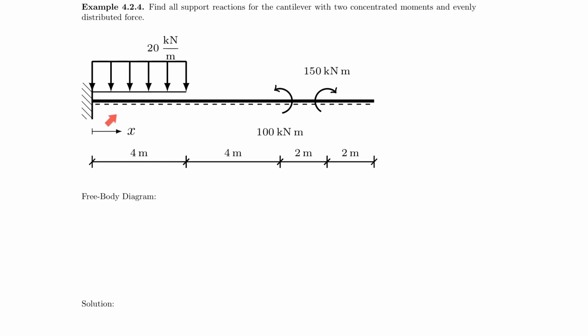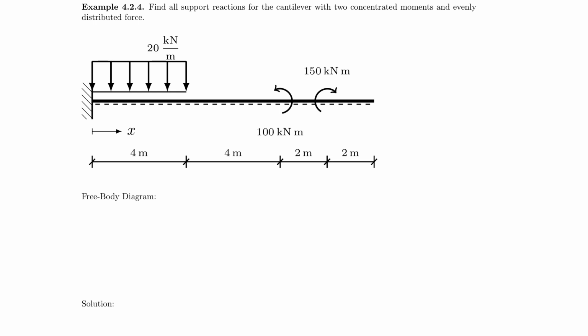So here we can see a cantilever beam that's supported on the left side, has an evenly distributed force acting on it, and two concentrated moments. One with 100 kilonewton per meter, 100 kilonewton meter, and another one with 100 kilonewton meters. And now we are asked to find all support reactions for that cantilever beam.